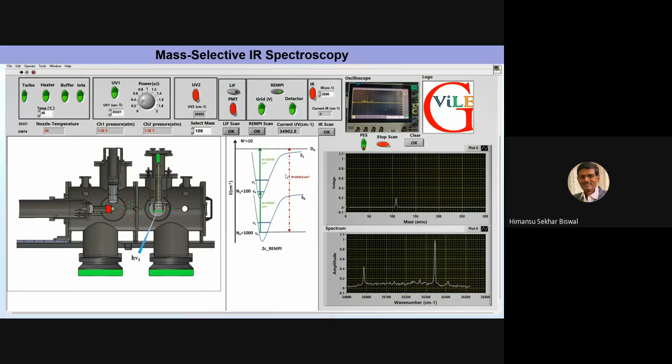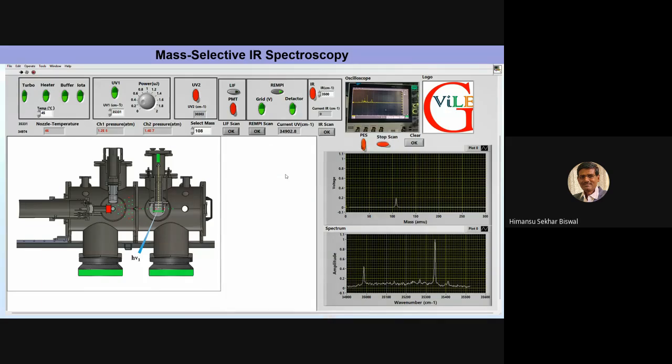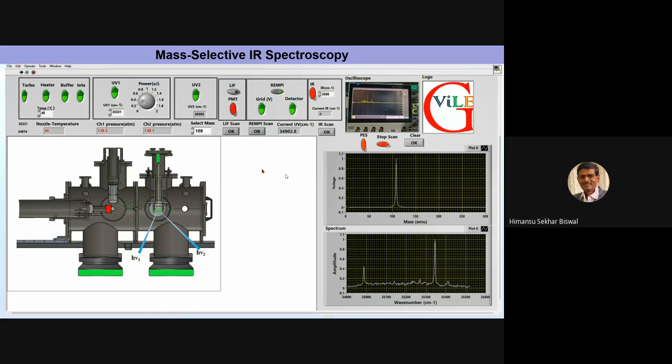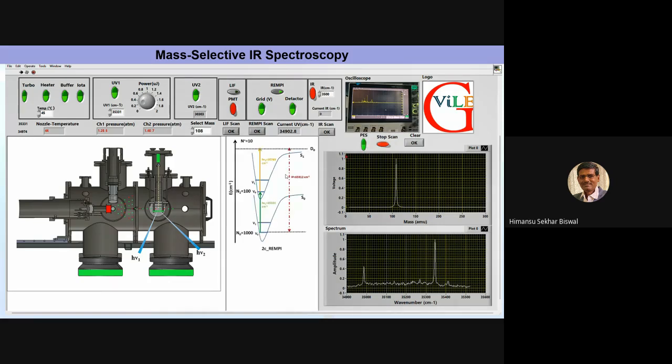This is what we are doing here. Then we switch on the ionization laser. UV1 is the laser from S0 to S1, UV2 is the ionization laser, which is fixed at a certain wavelength. Then the cursor is moving, we are selecting that 108 mass. Okay, nothing else. Now we select that mass and we select that signal.